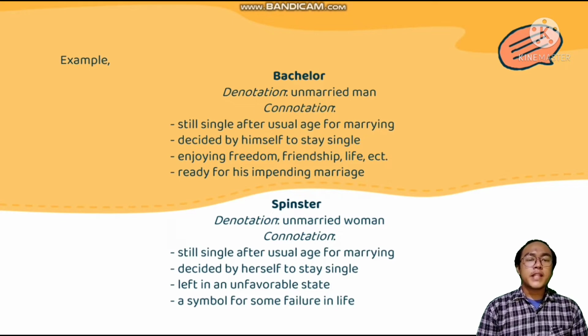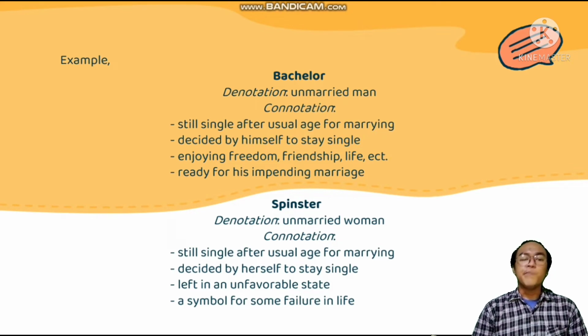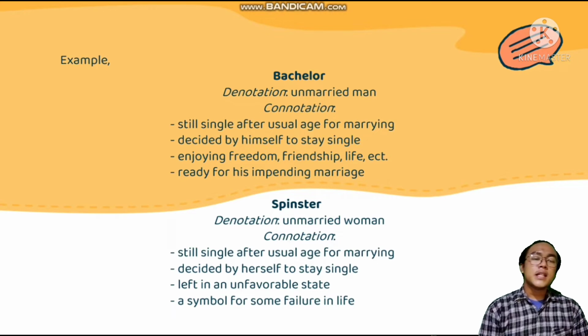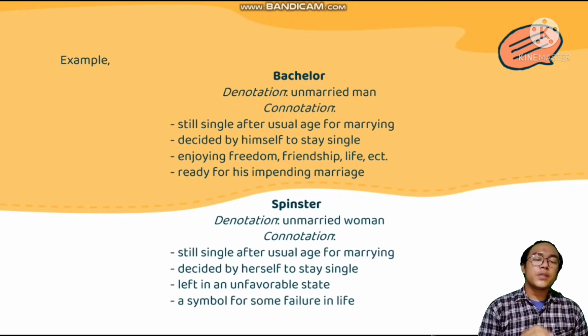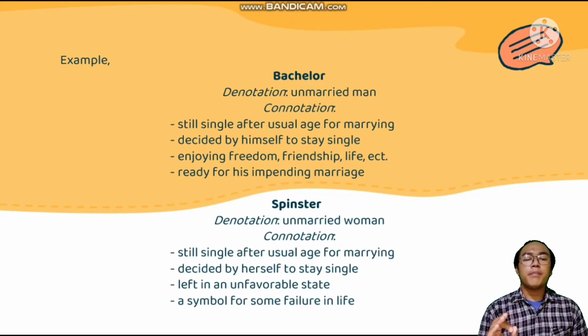Okay, next for example is the bachelor. The denotation is unmarried man, and in connotation is still single after usual age for marrying, decided by himself to stay single, enjoying freedom, friendship, life, and etc. And the last one is ready for his impending marriage.